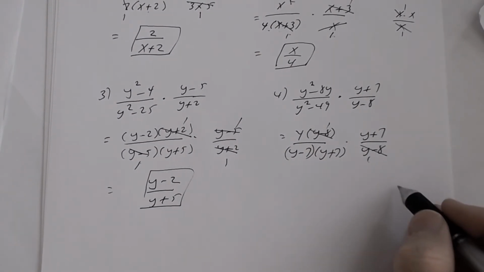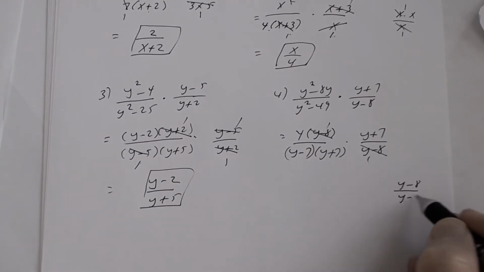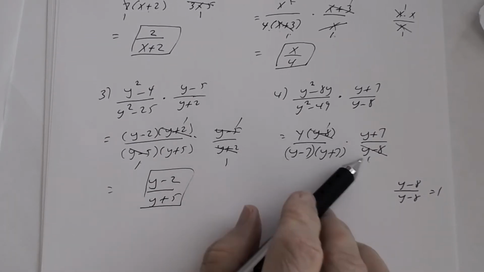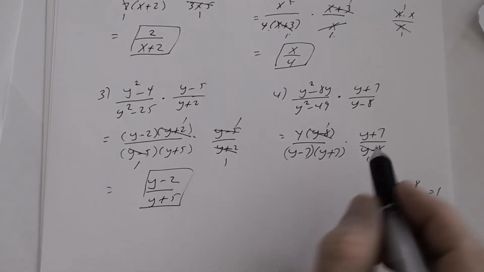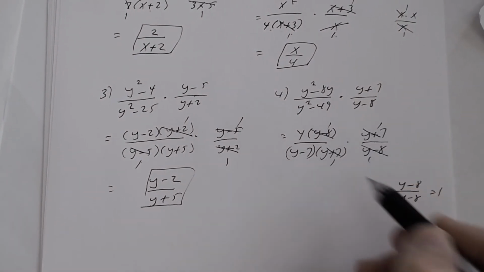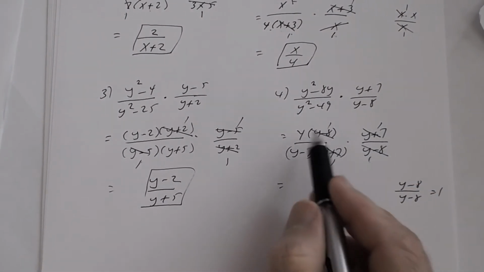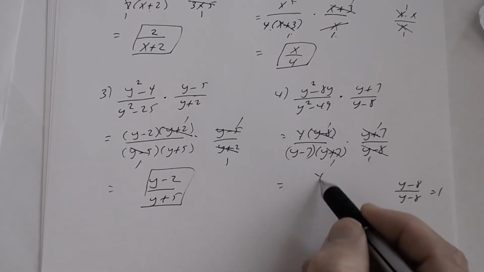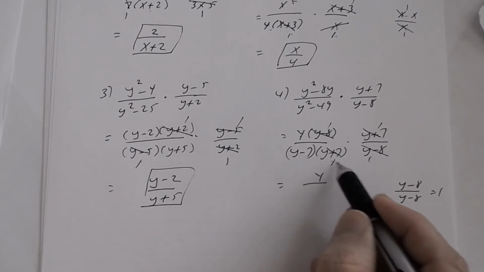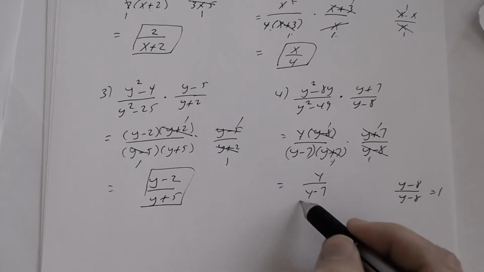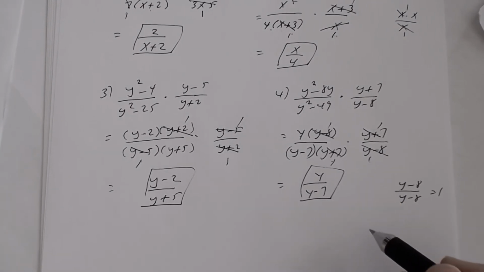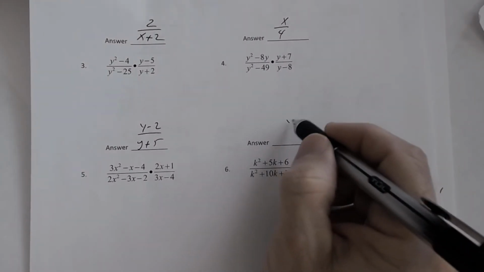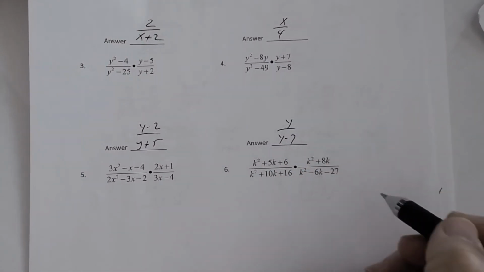Remember, it's kind of like saying y minus 8 divided by y minus 8. Anything divided by itself is 1. And that's what you have here. 1 divided by 1 is 1. Then the y plus 7's divide out. And so all you have left now is y times 1 is y. y minus 7 times 1 is y minus 7. And so that's your answer. So y divided by y minus 7.